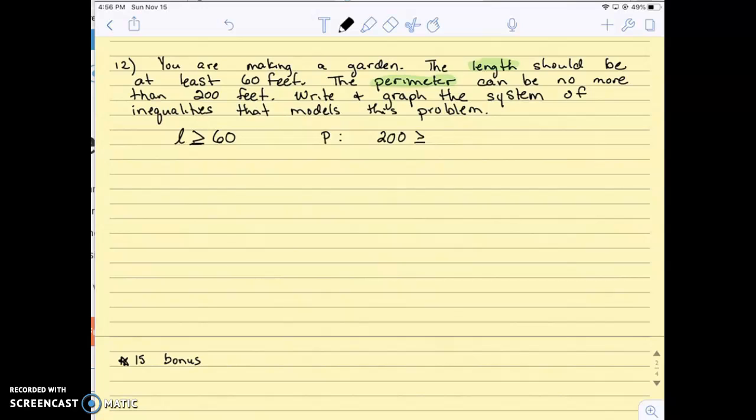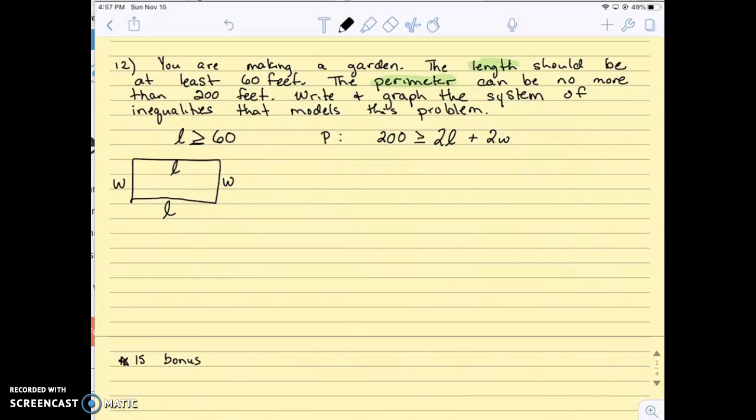Here's the thing though. For perimeter, I guess we should probably draw something, huh? We have length, right? And we also have width. How many lengths do we have? We have 2. How many widths do we have? We have 2. So we have 2 lengths and 2 widths, and that makes up the perimeter of our rectangle. So the length has to be greater than 60, and the total perimeter has to be less than 200.